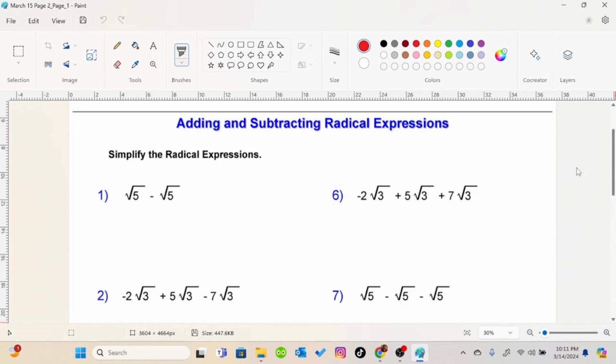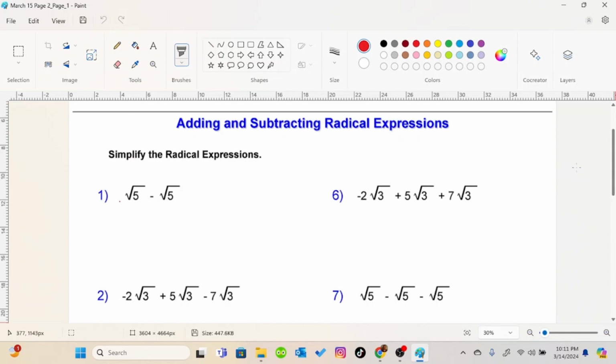Page 2. Adding and subtracting radical expressions. Simplify the radical expressions. So when we add or subtract radical expressions, first the radicals must be identical. As long as they are identical, you can add or subtract them by adding and subtracting their coefficients.